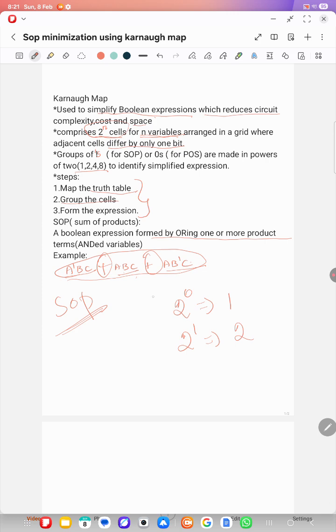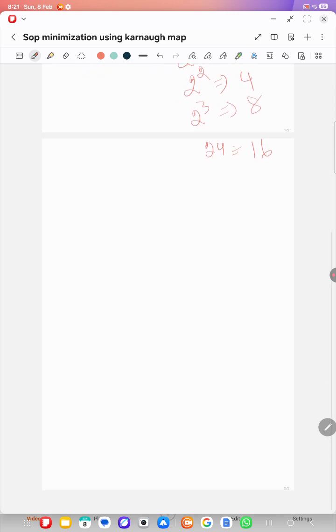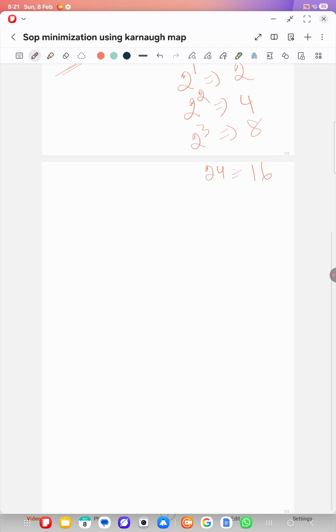So you have to group the ones for SOP. How many ones? You can group in powers of 2: in groups of 1 one, 2 ones, 4 ones, 2 cube is 8 ones, and 2 power 4 is 16 ones. Like that only you can group. Now we'll see one example for SOP minimization.